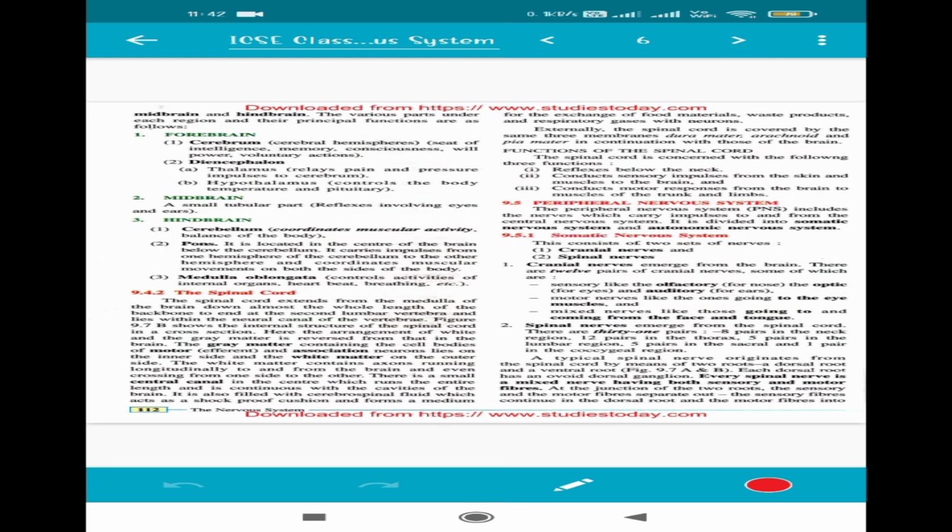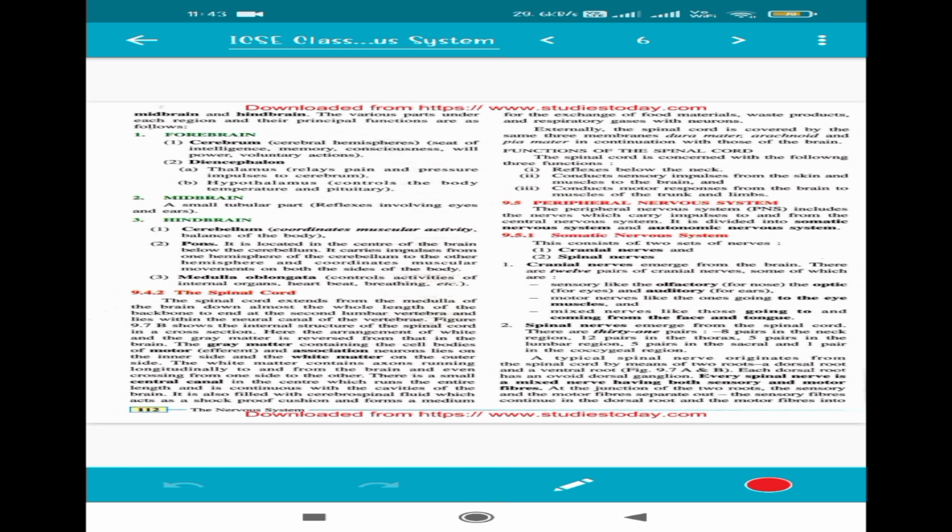Forebrain, then we have the midbrain and the hindbrain. Forebrain is the frontal portion, midbrain is the middle portion, and hindbrain is the backward portion of the brain. And these parts are also composed of some more parts, some more divisions. Let's see. Forebrain has the cerebrum and the diencephalon. Midbrain is single in itself, and the hindbrain consists of the cerebellum, pons, and the medulla oblongata.